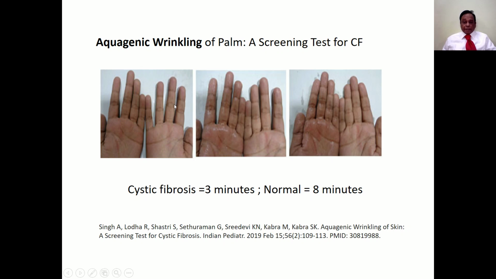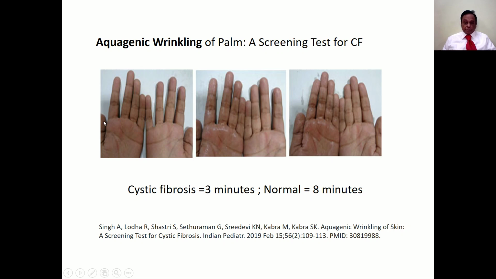What is aquagenic wrinkling? Actually, there is a nice paper from India, and they have done this study. You can see that in a child with cystic fibrosis, normally if you put your hand in RO water, wrinkling may happen, but it takes at least 8 minutes for the wrinkling to appear, whereas in cystic fibrosis the wrinkling appears very, very fast.